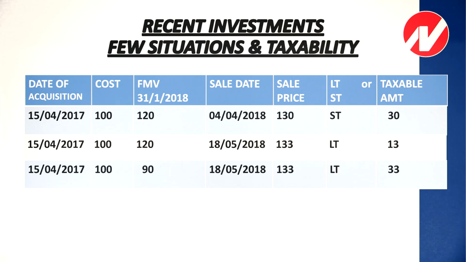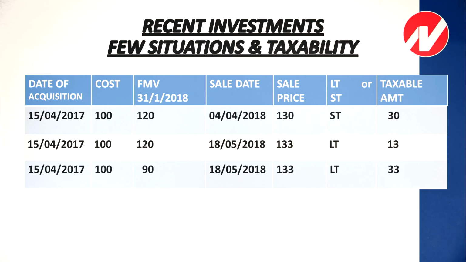15th April 2017, 100 rupee cost. Market has gone down and your fair market value on 31st January 18 is 90 rupee. 18th May 18 it is sold out at 133. Let us first decide whether you are falling under 111A or 112A. You are falling under 112A because it would be long term, held for more than 12 months. Your sales price is 133. Your capital gain will be computed taking actual cost to be 100.